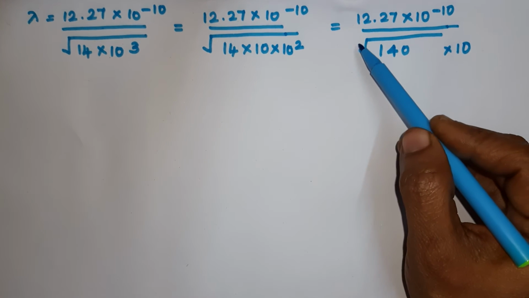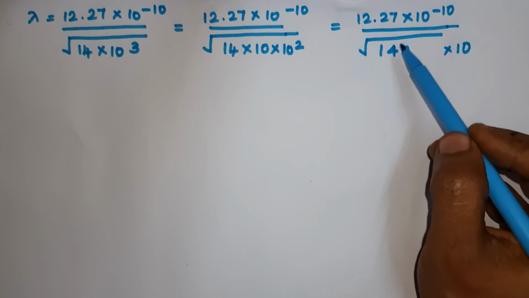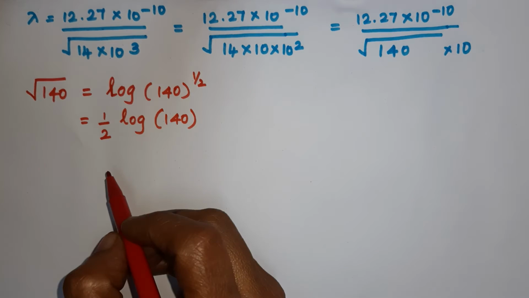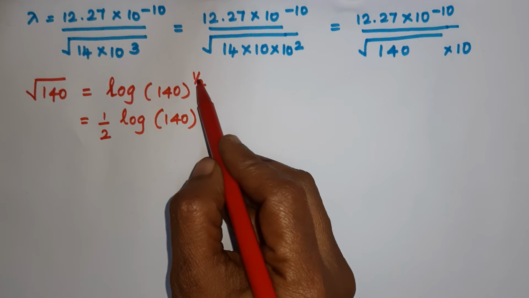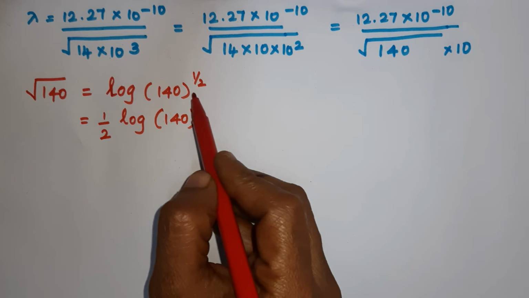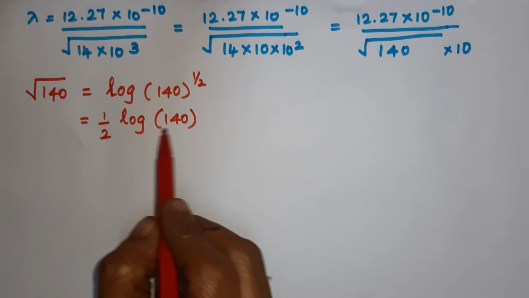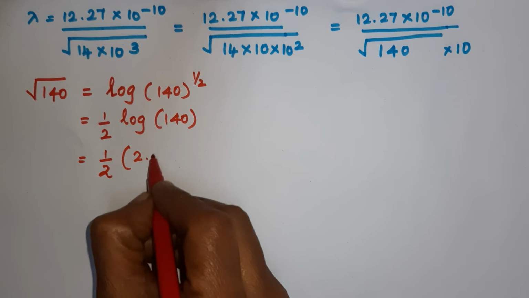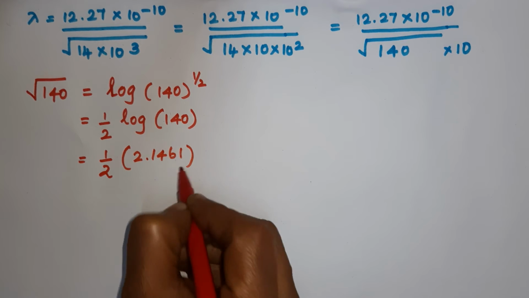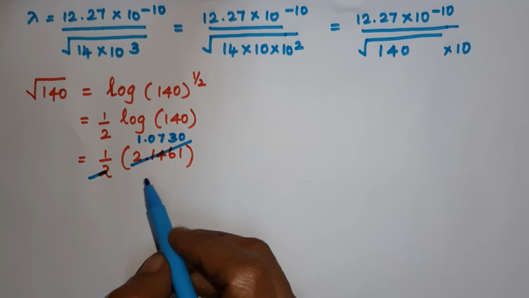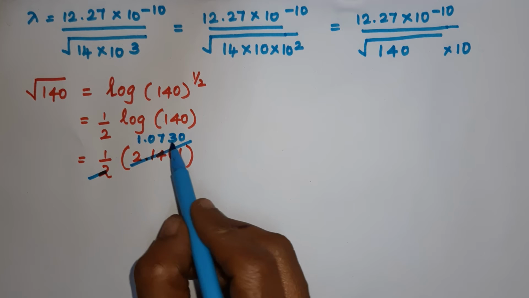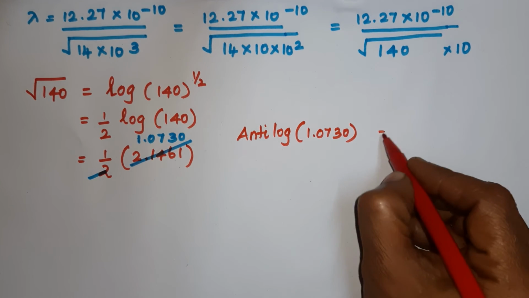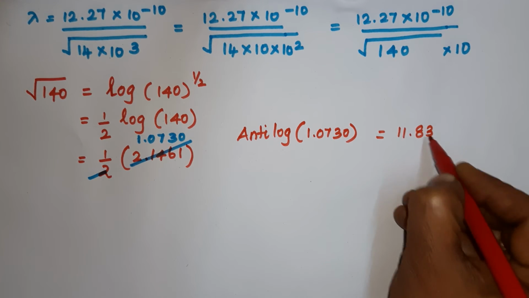We have to now find what is the square root of 140. I use log to find the square root of 140. Square root could be written as power of 1 by 2. Then applying the power rule, we have 1 by 2 log of 140. Now log of 140 is 2.1461. Now I cancel this so that I get 1.0730. Antilog of 1.0730 is 11.83.